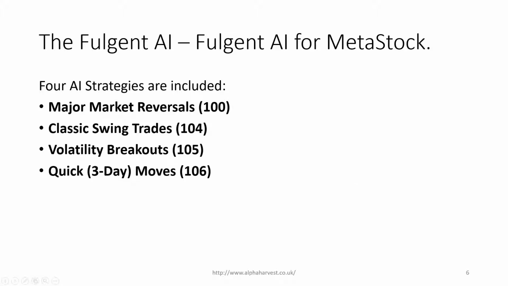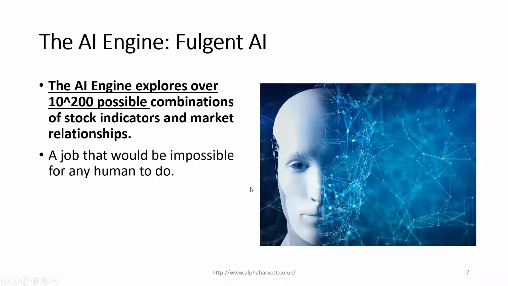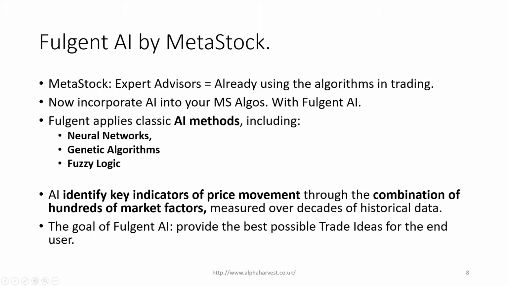Now, just briefly, a quick tip-of-the-iceberg explanation of how the AI works. The AI explores 10 to the power of 200 different possible combinations, on average, of stock market indicators and market relationships. Basically, what the AI does is it takes all available technical indicators, tests them with all available different settings, and then keeps those indicators and indicator combinations that lead to high probability trade setups. The AI uses genetic algorithm technology to do that, as well as neural networks and fuzzy logic.